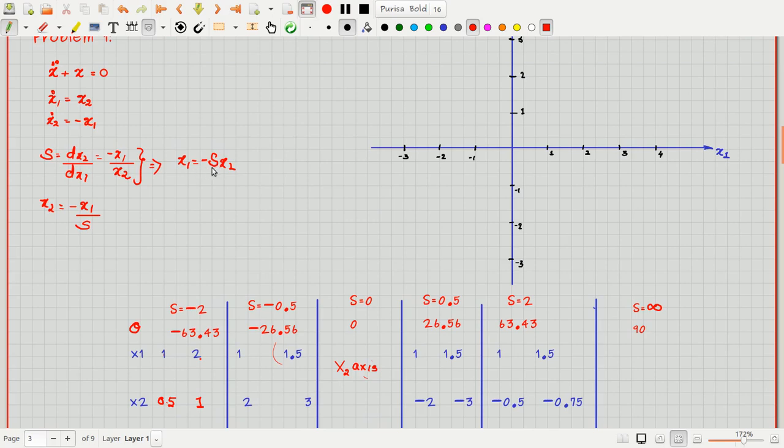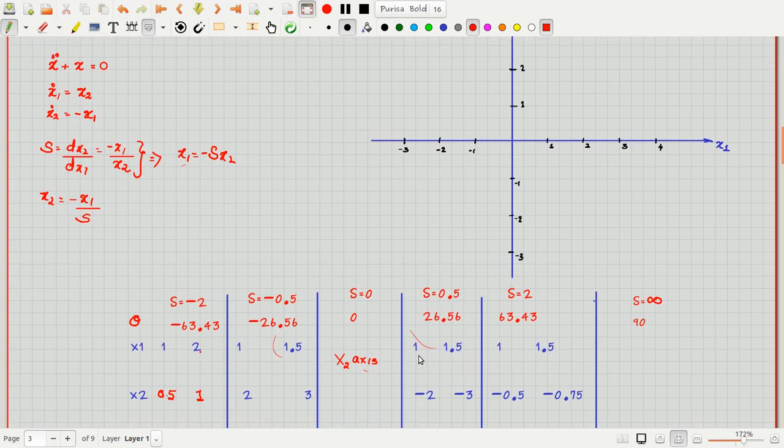It is x1 is equal to minus 0 times x2. For whatever value of x2 we choose, x1 will be equal to 0. That means it is this line, the x2 axis. Now, for another point here, when x1 is equal to 1, 1.5, and s is equal to 0.5, we got these values for x2.